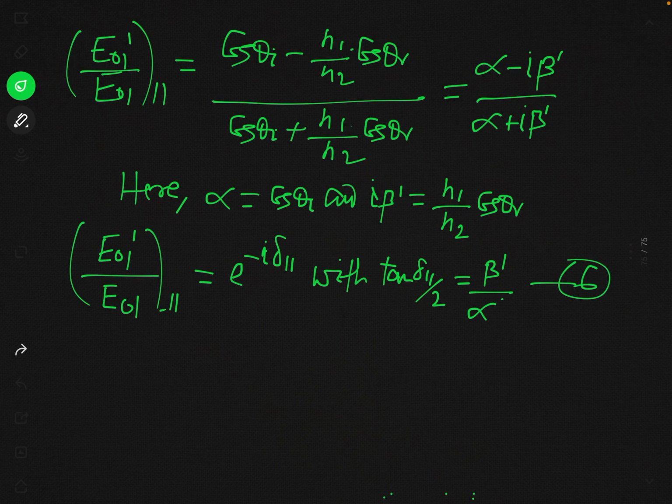So you can see we have actually calculated that the components of the electric field vector parallel and perpendicular to the plane of incidence on reflection experience phase retardations, and these phase retardations are delta parallel and delta perpendicular, which we have mentioned here. But although there is a phase retardation in the parallel and perpendicular components of the wave, there is no change in the amplitude of these waves. It means the amplitudes of the waves remain unaltered or unchanged.